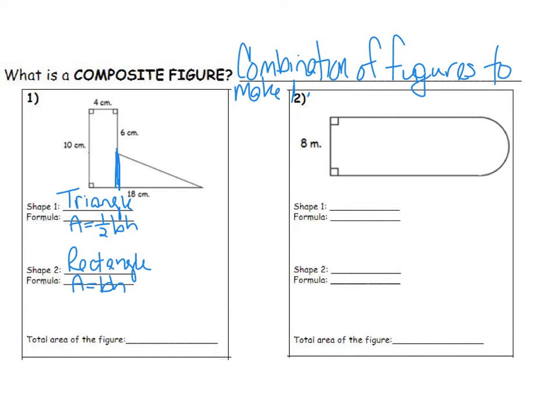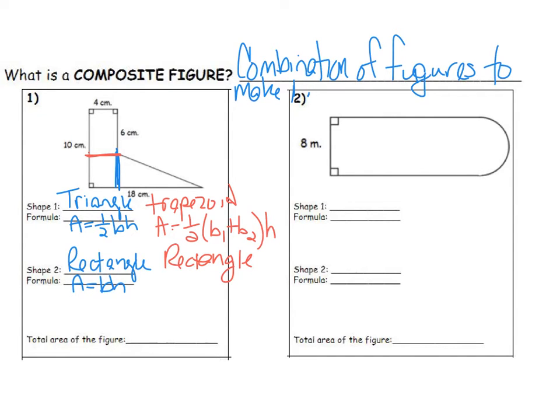If you draw the line here, then you have a trapezoid, which is area equals half of base 1 plus base 2 times the height. And then you had the rectangle. So either one will work to actually have the area of the whole thing.